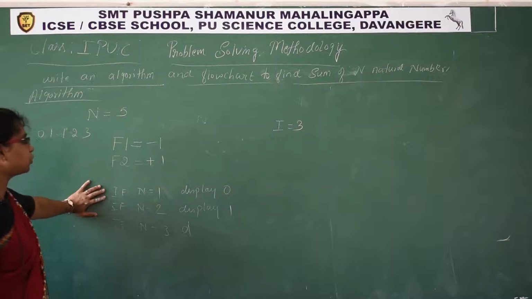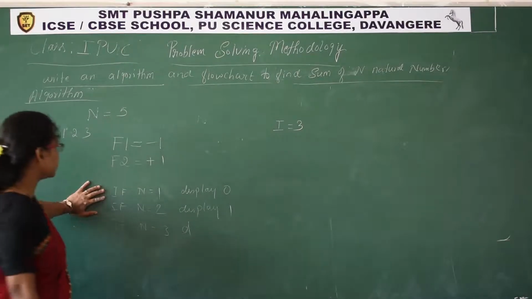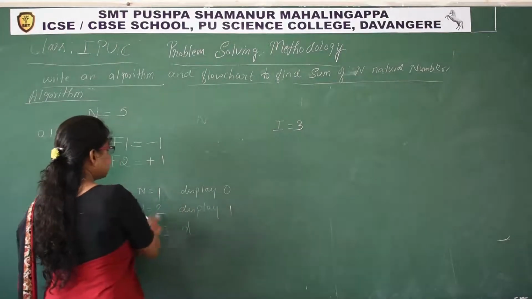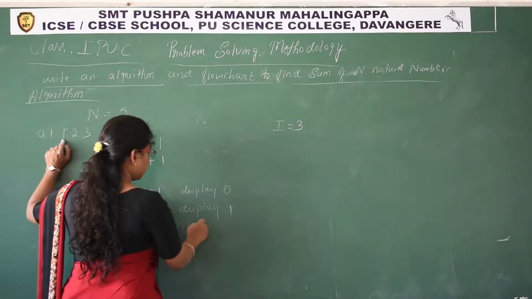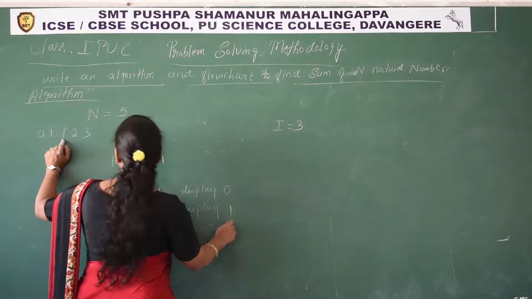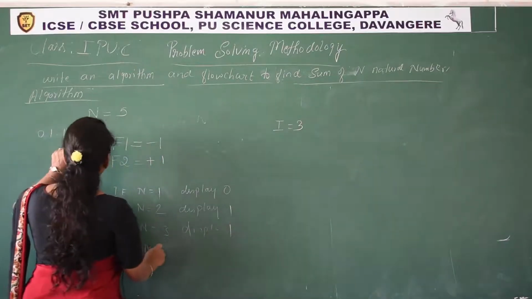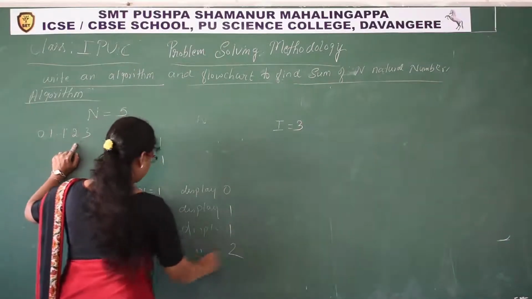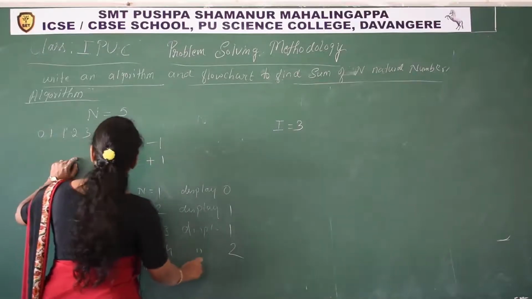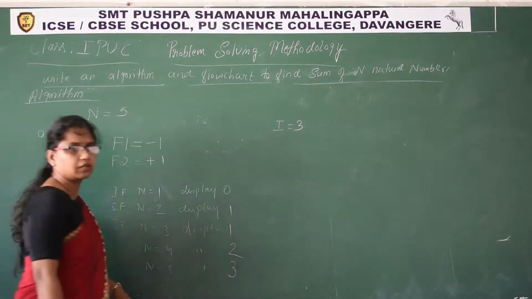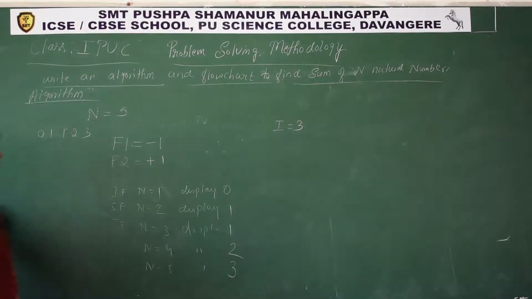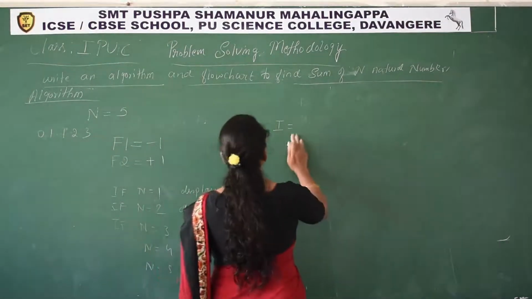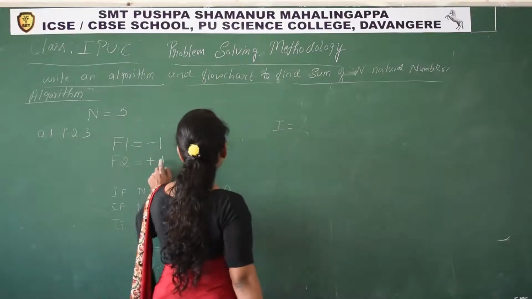If n is equal to 1, it has to display 0. N is equal to 2, it has to display 1. N is equal to 3, then also it displays 1. N is equal to 4, display 2. N is equal to 5, it has to display 3. Now how to generate this series? We shall use a loop. I'll start from 1 here because I have taken -1 and +1.